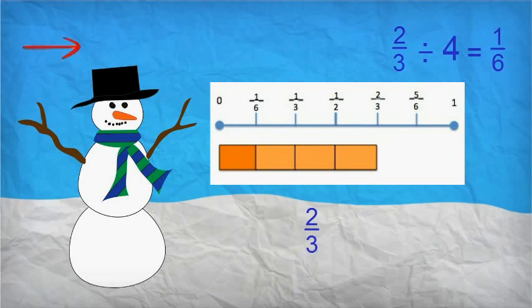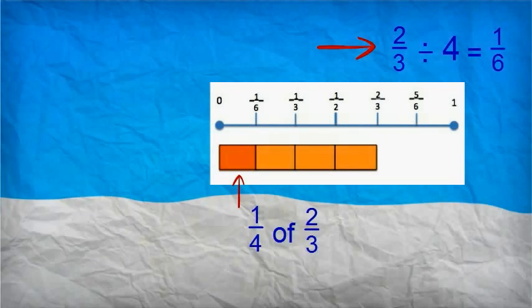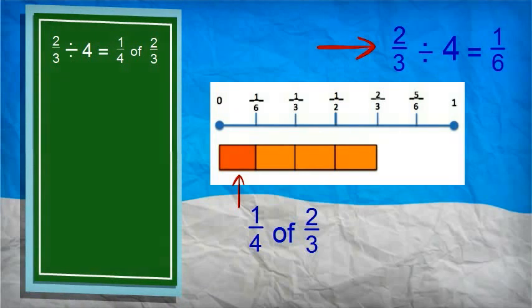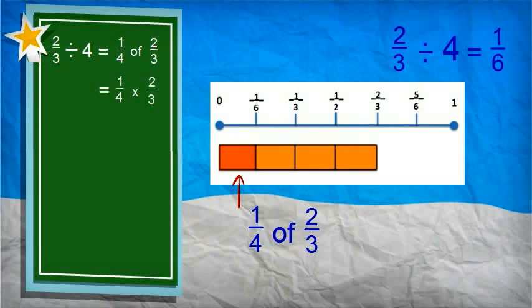In the previous example, we showed this by dividing 2/3 divided by 4. We can see here that dividing by 4 is the same as finding 1/4 of 2/3. Dividing by 4 is the same as multiplying by 1/4. Therefore, 2/3 divided by 4 is the same as 1/4 of 2/3. We know that when we are finding a fraction of another fraction, we multiply. So 2/3 divided by 4 equals 1/4 times 2/3. We then cross-cancel and solve.